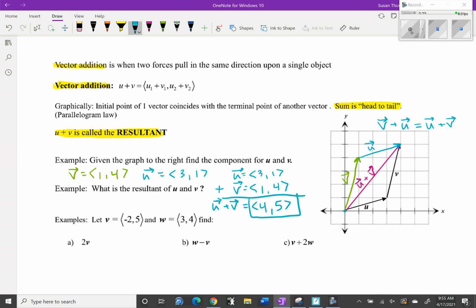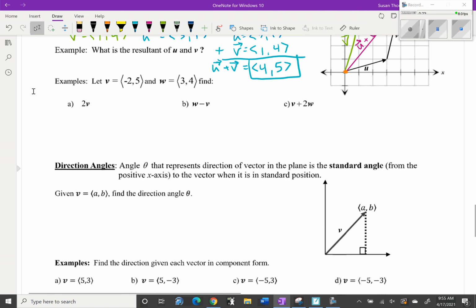And you can even see that if you looked at your graph here. From the start, this point, we have to go right 1, 2, 3, 4, and up 1, 2, 3, 4, 5 to get from start to finish for the resultant vector. So that's another way you could graphically see that the component form would be 4, 5 for the resultant.